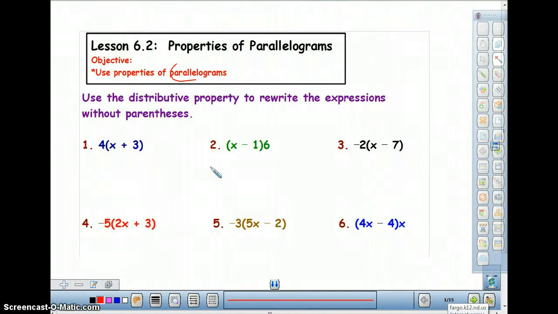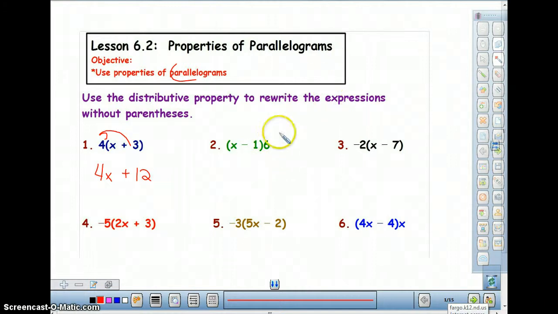Today we are going to talk about the properties of parallelograms, but before we do that, we are going to review a little bit on the distributive property. So first thing that we need to do, we need to remember when we have a number outside the parentheses that we have to distribute between both things. So in this case, I'm going to take 4 times x and get 4x, plus I also need to take 4 times 3 and get 12.